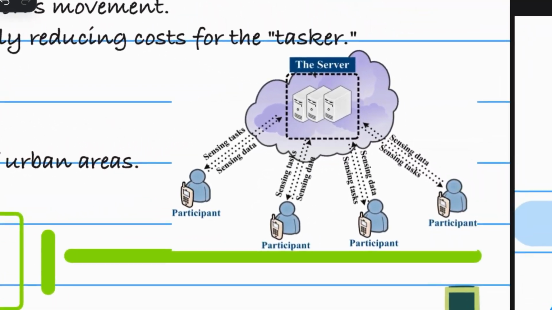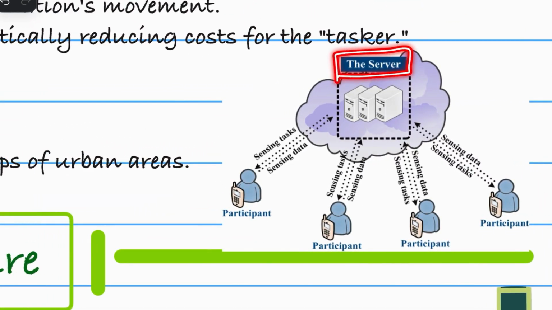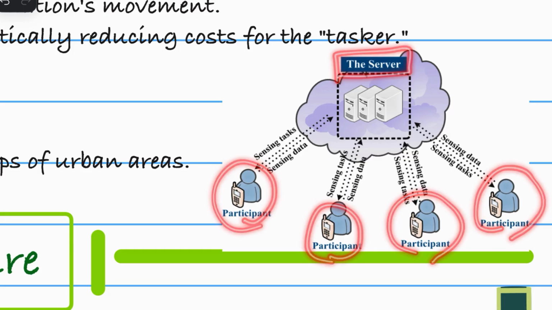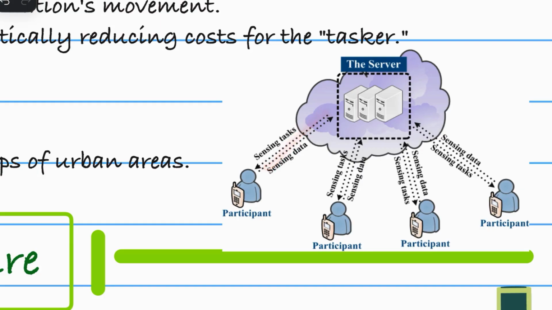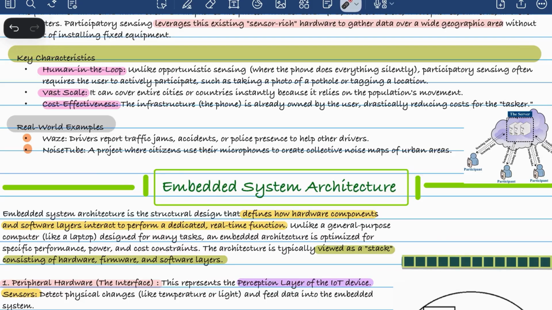So if you look at this, there is a server and there are participants. These are continuously sensing the task, and through the participants the server is sensing the required data, and this is done globally to understand what is actually working. Now let's quickly look at these two brilliant real world examples that perfectly illustrate this concept.